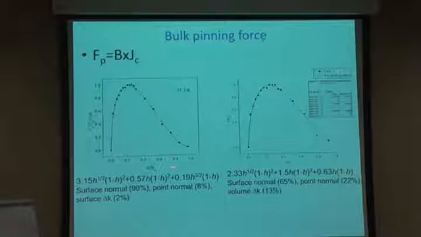So in this case, the best fit was, well, first of all, you look where the maximum is. If the maximum is close to 0.2, you will have the majority of pinning to be surface normal, which was the case here. And then you try to improve the fitting by adding some other types of pinning, and through trial and error, this was the ratio of types of pinning centers in this particular sample: 90% surface normal, 8% point normal, surface delta K 2%.